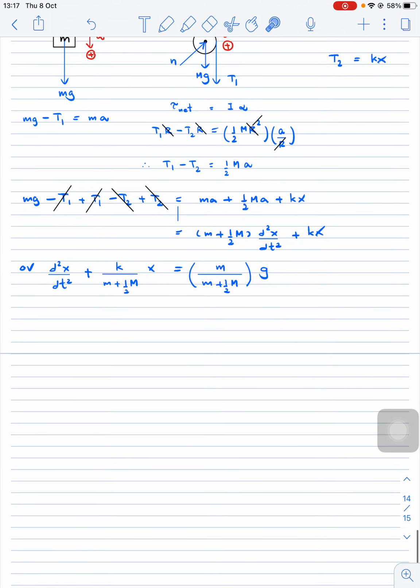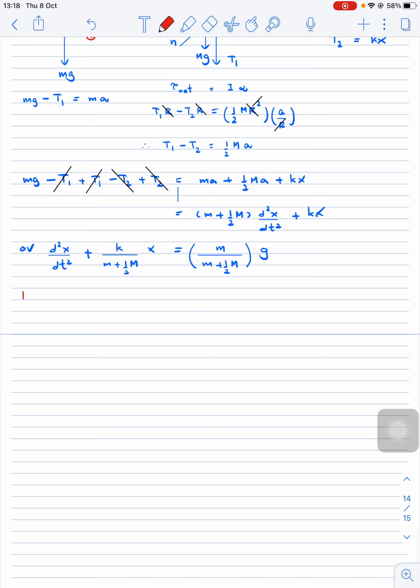So now you can see that this one still doesn't look like the fundamental equation of the simple harmonic motion, right? Because we have this term. These two terms are just fine, but how can we get rid of this one? We need to use a technique.